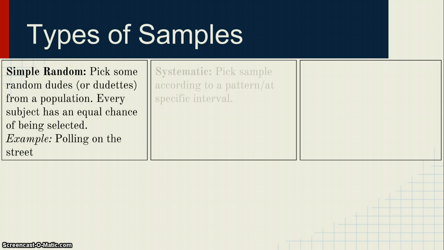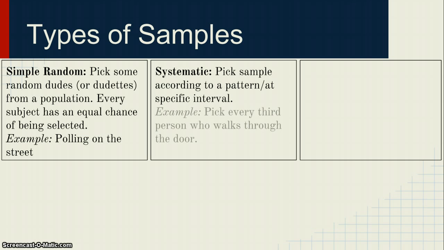The next type is a systematic sample. And what this does is, you pick people, but you pick them based on a pattern or at a specific interval. So instead of just picking random people as they walk by you in the hallway, this might be where you pick every third person who walks through the door. So maybe you stand back at the student entrance near the math pod, and every third kid who walks through there, you say, hey, do you eat hot lunch or not?